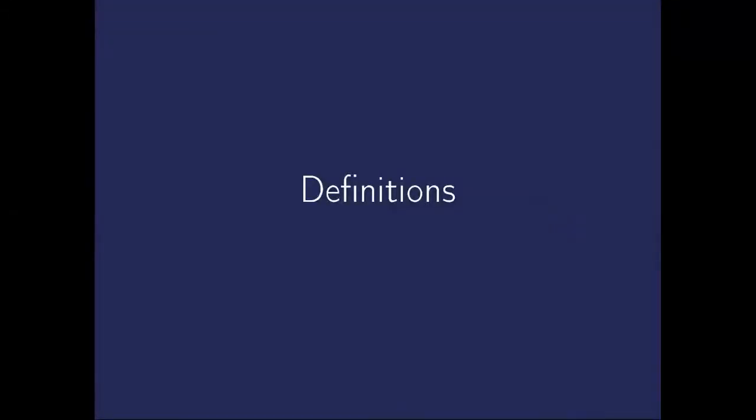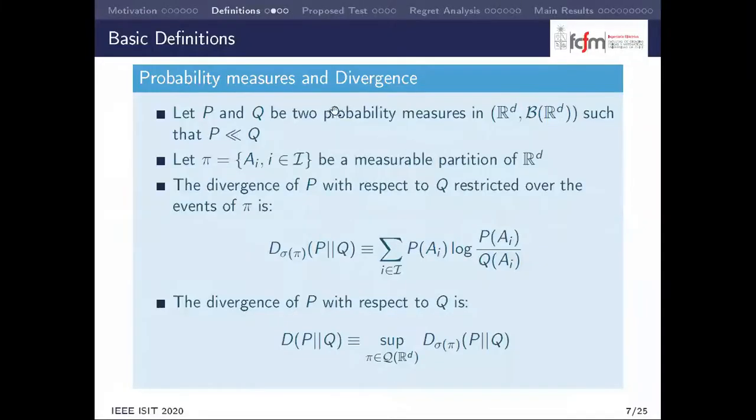Okay, so in order to formalize the problem, we will give some definitions. First, we will start with probability measures and divergence. We will denote by P and Q two probability measures in this space, and we will denote by Greek P any measurable partition of the space, where this set can be finite or numerable. Then we define the divergence of P with respect to Q restricted over the events of the partition, given by this expression, as we all know. And the divergence of P with respect to Q will be the supremum value of this quantized version over all the measurable partitions.